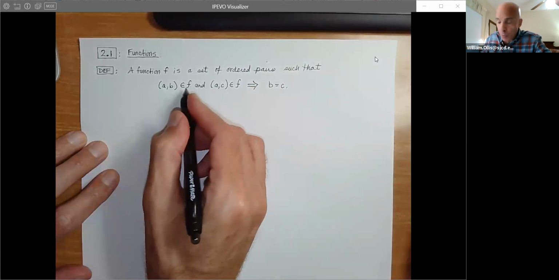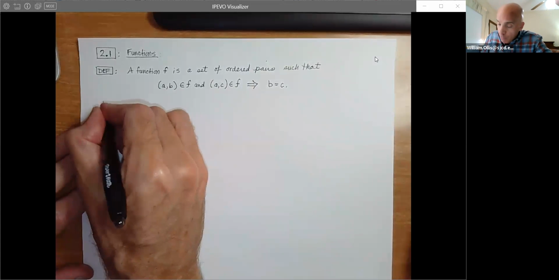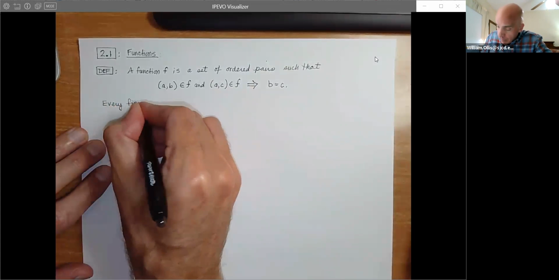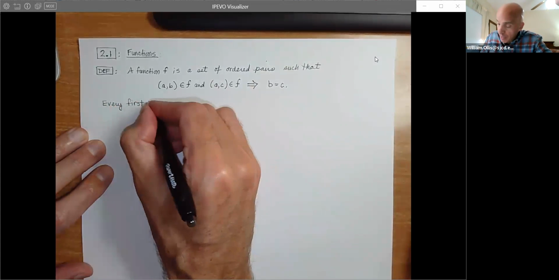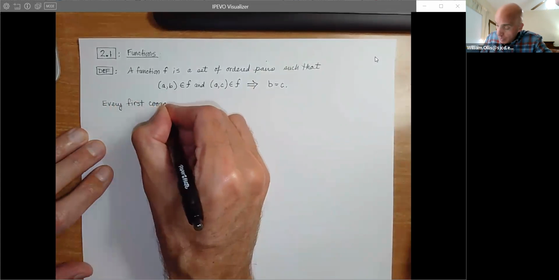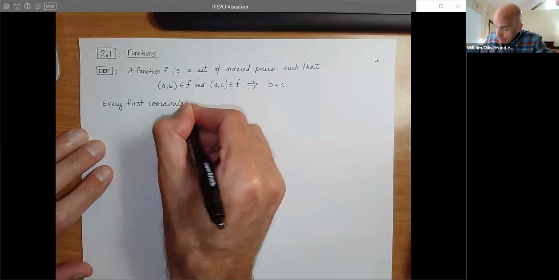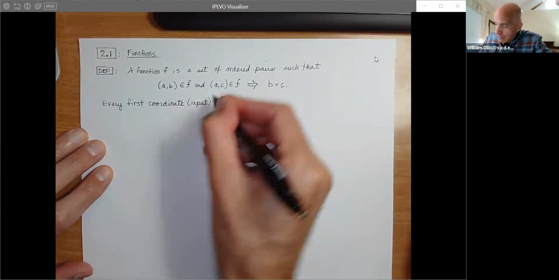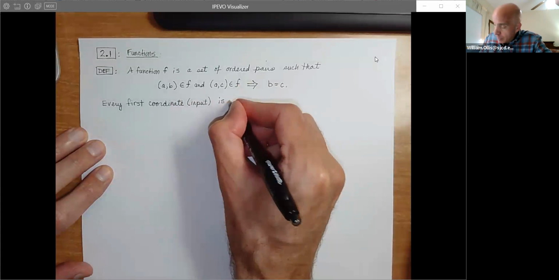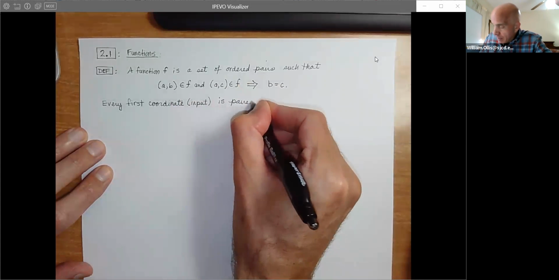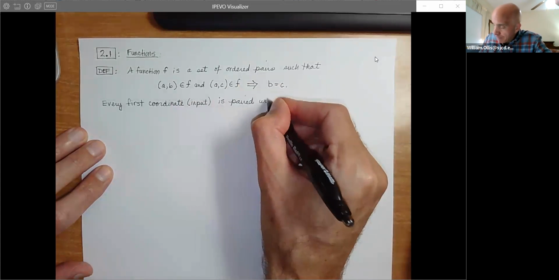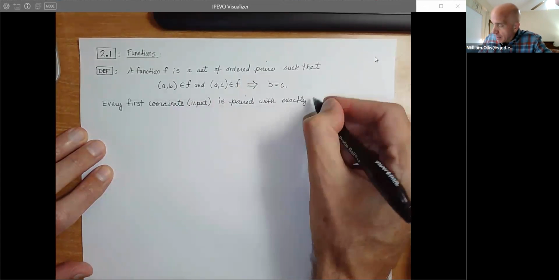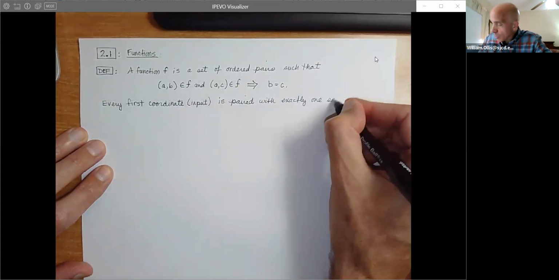So based on what I've written here, that means every first coordinate, sometimes called the input, is paired with exactly one second coordinate.